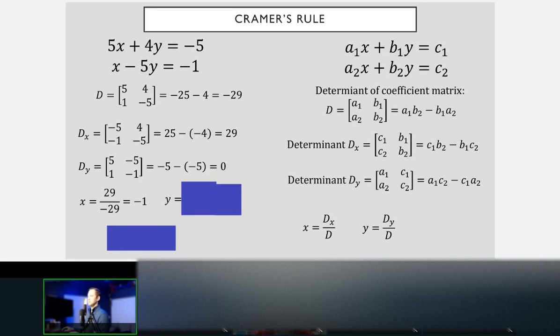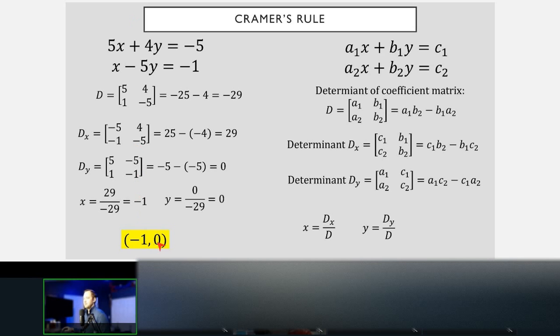Yep. Y. So what goes on top? 0. And then on bottom is negative 29. And so what's the answer for y? 0. Yeah. So the answer in ordered pair form is negative 1 comma 0.